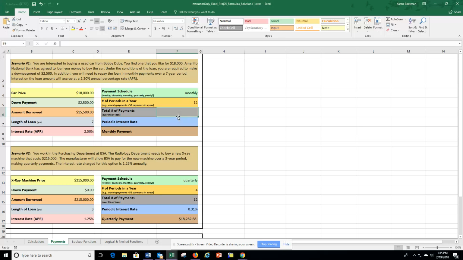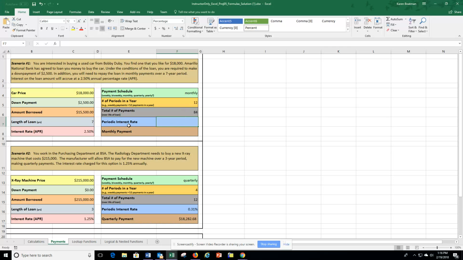So now here comes an opportunity to put in another formula. How many total payments are we going to make? So here this says equals number of years times number of payments, and we hit enter. So we should make, wow, 84 payments.